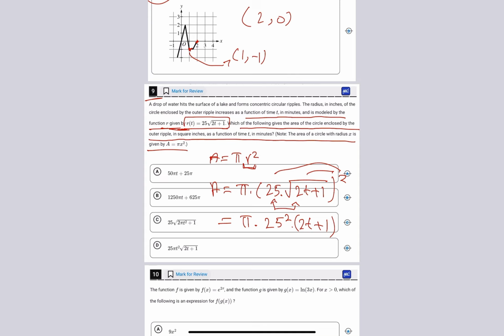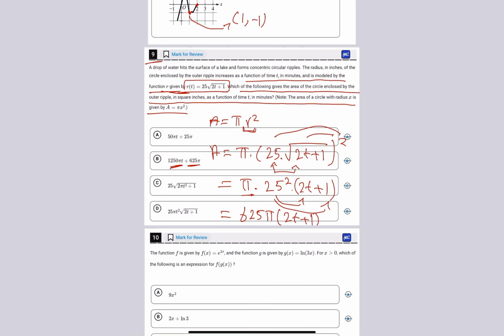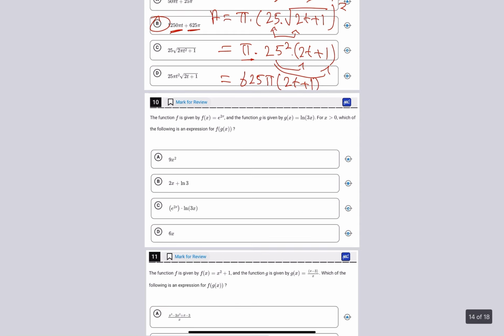Okay, and now you can distribute this if you want. So you're simply going to end with pi as well. So 25 squared is 625, and 625 multiplied by 2 is simply 1250. So we have 625 pi multiplied by 2t plus 1, which after distributing is simply 1250 pi t plus 625 pi, which is correct.